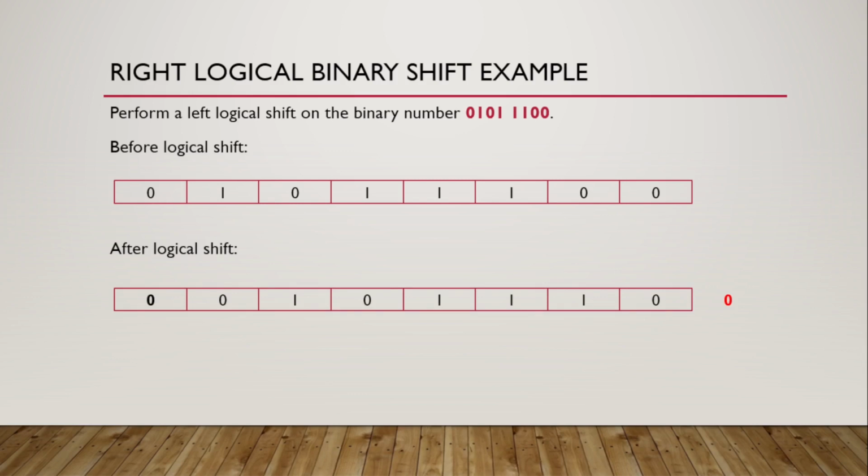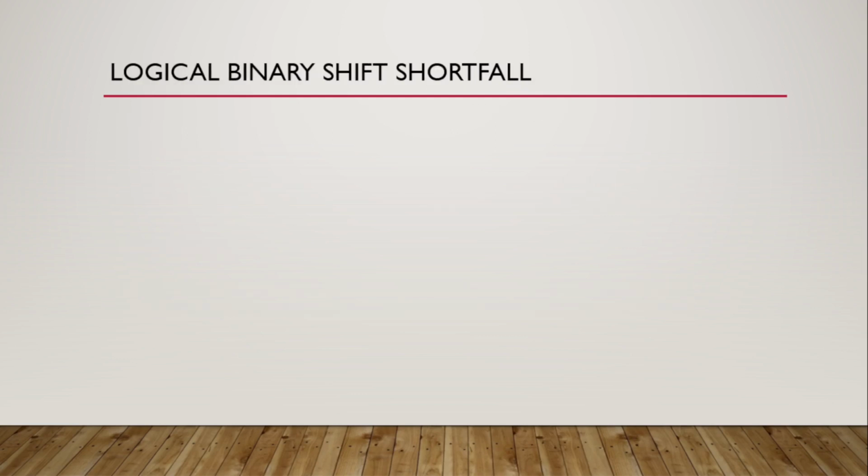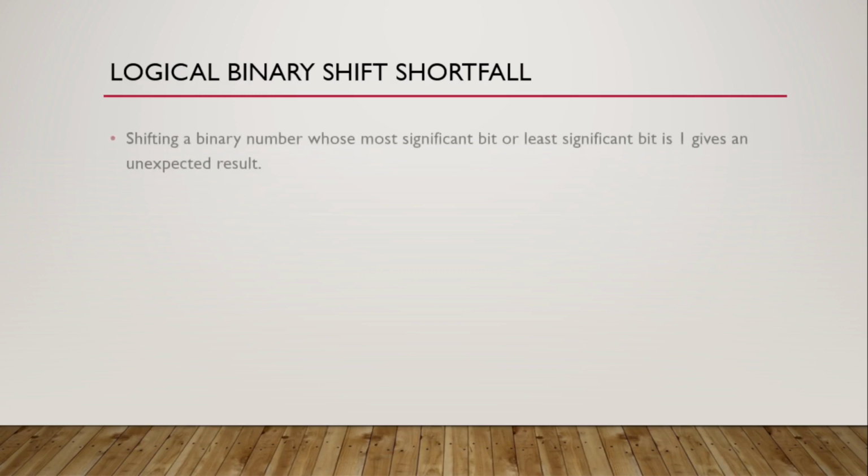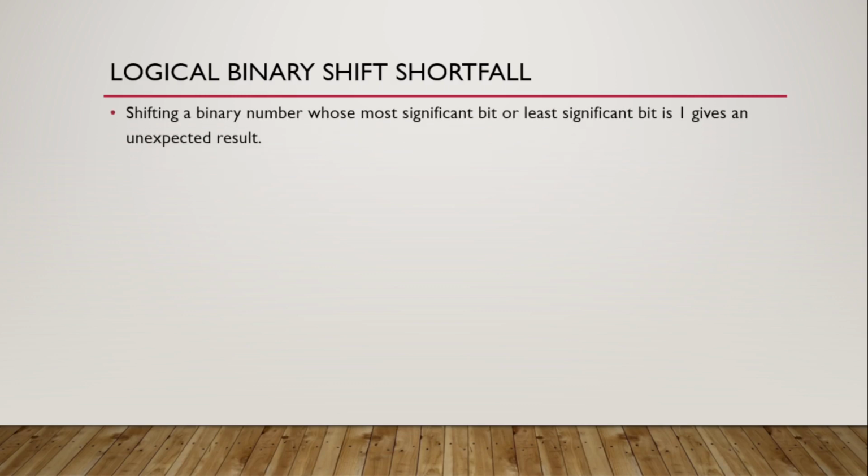You can go ahead and practice with the steps and watch the video so that you consolidate your knowledge on this. Now, logical binary shift shortfalls. There seems to be a kind of shortfall with regards to logical binary shift, and that is shifting a binary number whose most significant bit or least significant bit is 1 gives an unexpected result.